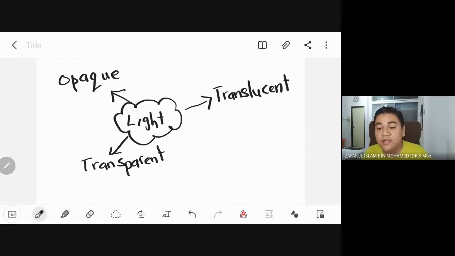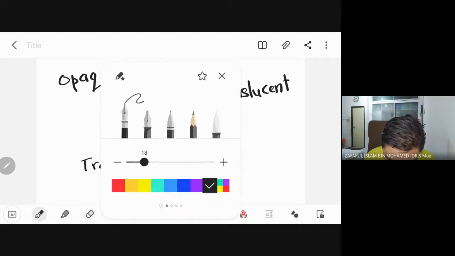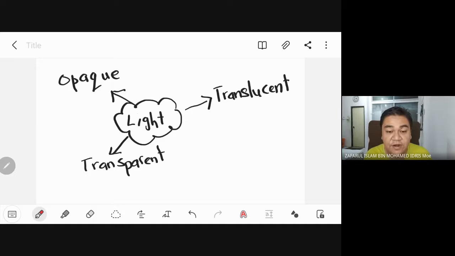Okay, ketiga-tiga term ni, okay, awak kena hafal sangat-sangat, kena ingat. Okay, sebab apa? Ini adalah tiga term yang sangat penting. Okay, so kita tengok the first one. Okay, the first one, kita tengok transparent.